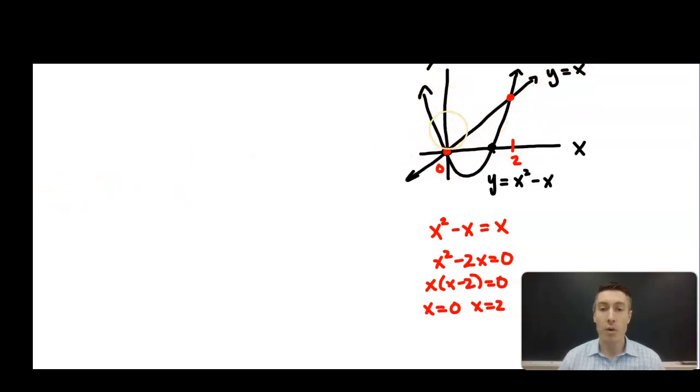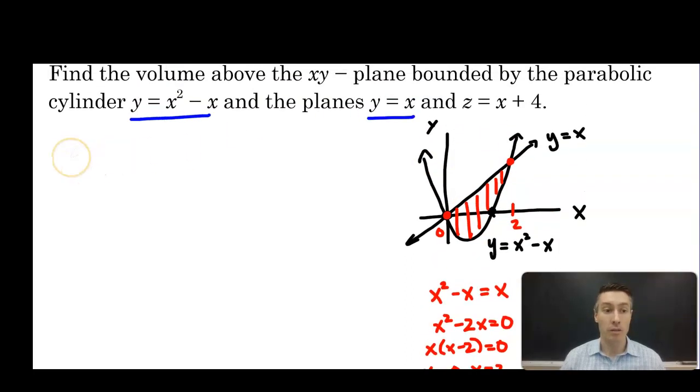This region is going to be more easily defined as a type 1 region. So we can draw vertical lines throughout the region just to indicate that. And that will help us set up our double integral for volume. So we have the double integral from x squared minus x to x, with x from 0 to 2.